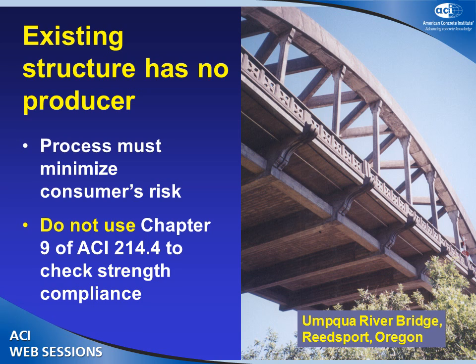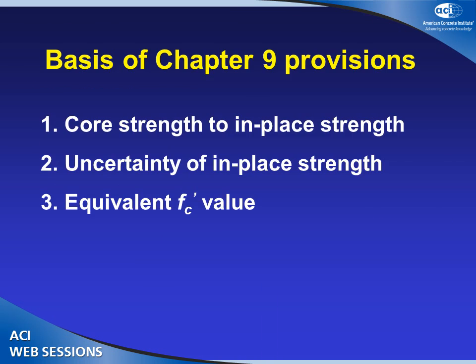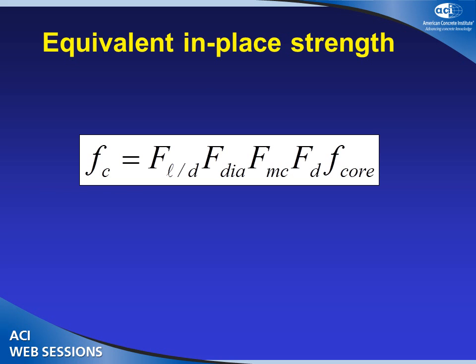So quickly, what are we doing in Chapter 9? We're going to try to convert core strengths to in-place strengths. We're going to recognize that in-place strengths are uncertain for a number of reasons, and we're going to come up with an equivalent to specified strength. I should call it f'c bracket equivalent, which we can use in customary resistance equations with conventional resistance factors and get the answer about right.